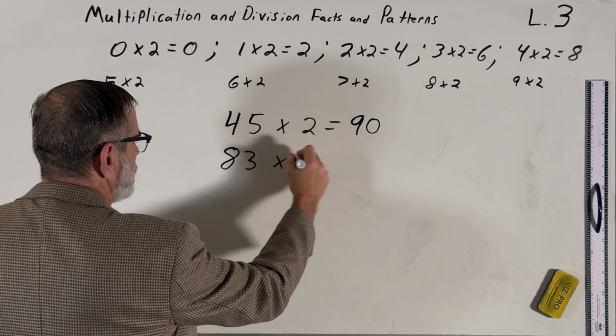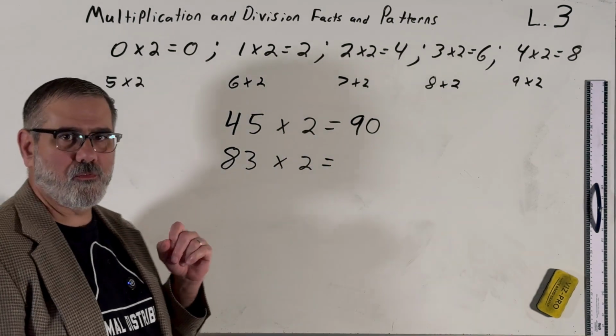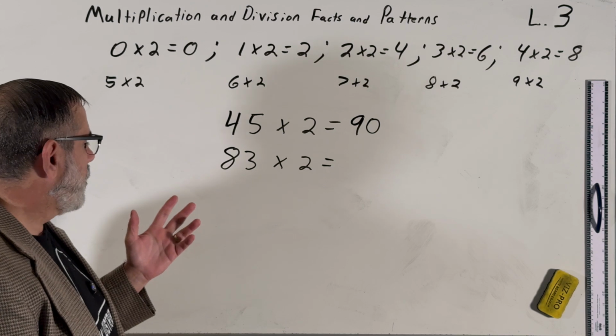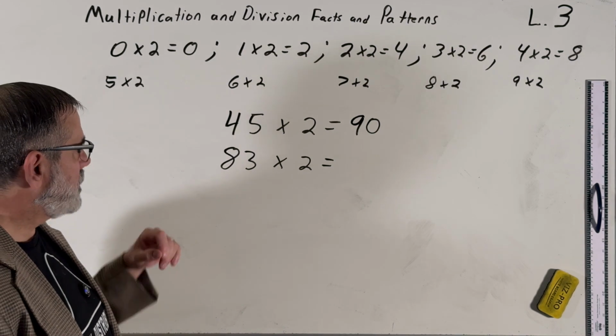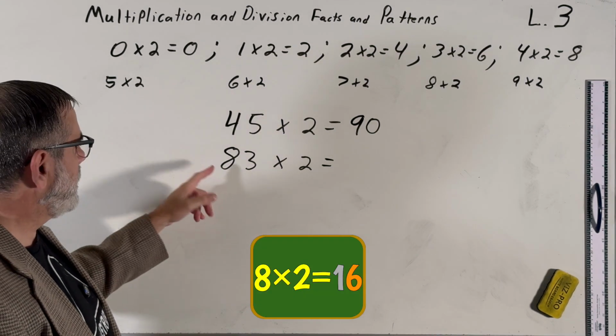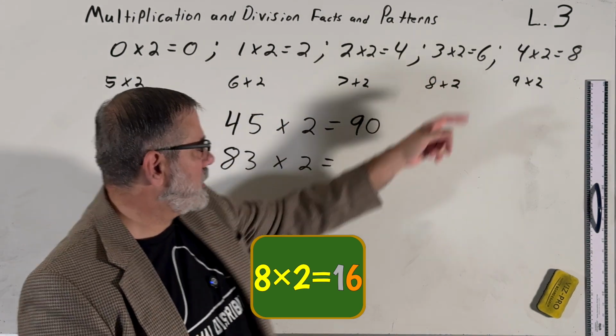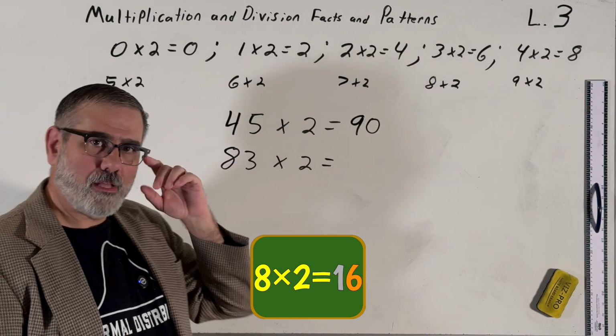83 times 2. Now this time, something interesting has happened. The first digit is 5 or more. And what do we do then? Well, we might say, well, 8 times 2, you said just keep the ones place, right? And so 8 is the same thing as 3 times 2. So 3 times 2 is 6. So should we just write down 6? And the answer is no.